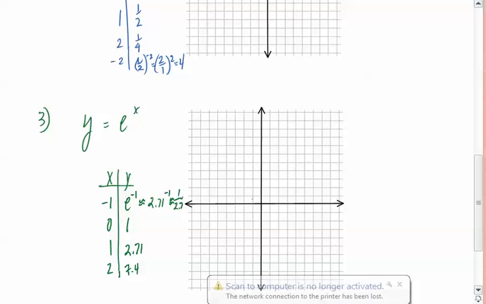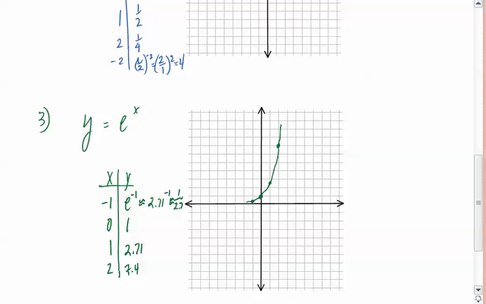Okay, so I'm going to go ahead and plot these points. -1, I get about a third. Over 0, up 1. You should be noticing a pattern there, right? Over 1, up 2.7-ish. And then over 2, up 7.4-ish. Over 2, 1, 2, 3, 4, 5, 6, 7. All right, so there's that number.